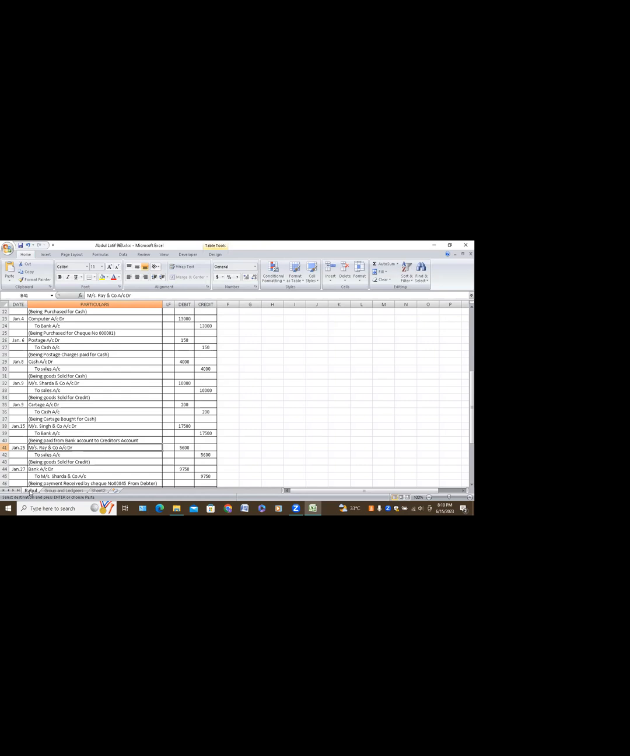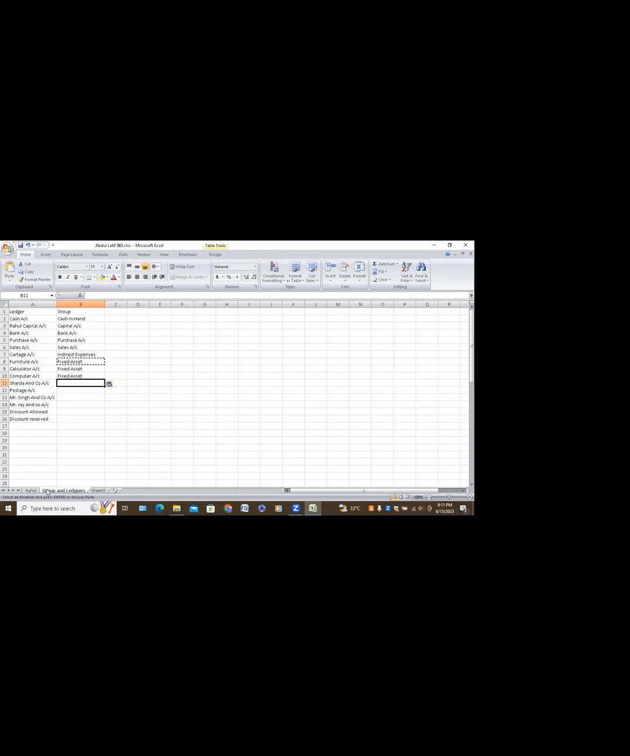One is under sundry creditor, the other one is under sundry debtor. So Abdul, you have to write it 2 times. I told you, no names you have to repeat. Even if it is repeated, you have to write it 2 times. One you take under creditor, the other one under debtor. Okay.